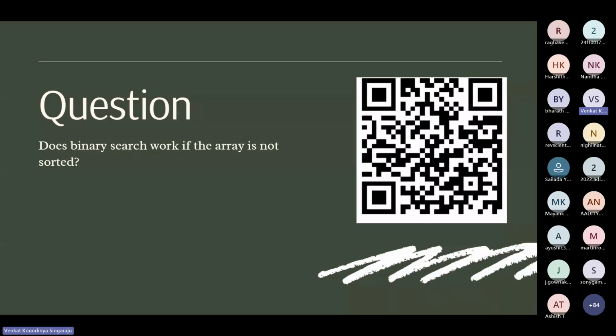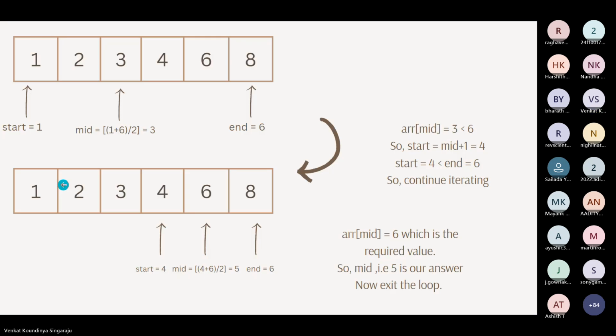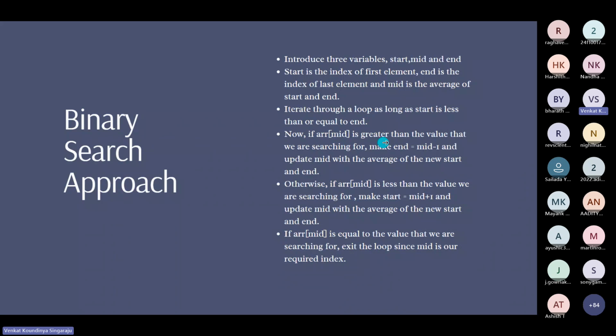Okay, fine. So most of you got it correct. So it does not work if your array is not sorted. And why is it? It's because, if you look at the algorithm, when array mid is greater than the value that you're searching for, you'll make end as mid minus 1. And why do you do that? Since your array is sorted, all the elements lying to the left of the index mid will be less than the value present at index mid, and the value present at index mid itself is less than the value that you're searching for.